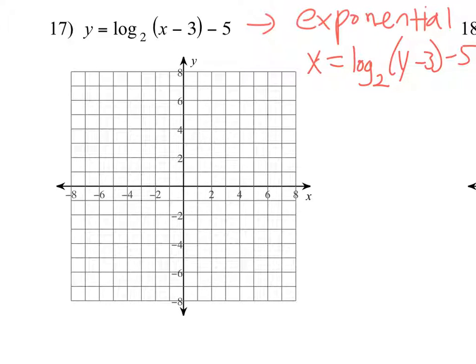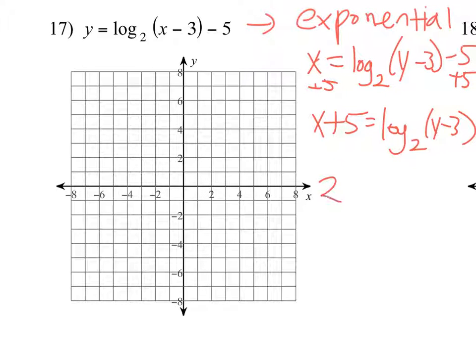So now let's try and solve for y. I might add 5 to both sides first. And we get x plus 5 is equal to log base 2 of y minus 3. Convert to exponential. 2 to the x plus 5 is equal to y minus 3. And finally add 3 to both sides. 2 to the x plus 5, plus 3 is equal to y.